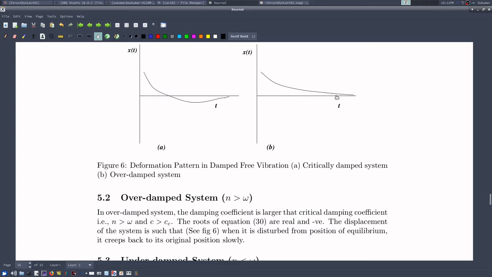So for real structures, we are not much interested in these two types of vibration, critically damped and overdamped systems, except the fact that the critically damped system is important just to know the critical damping coefficient of the system.